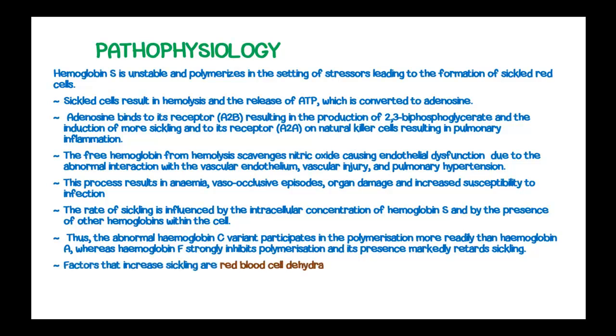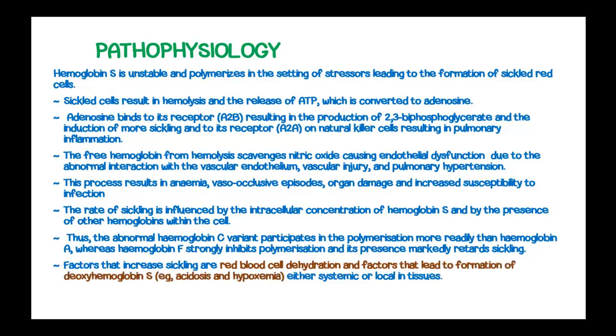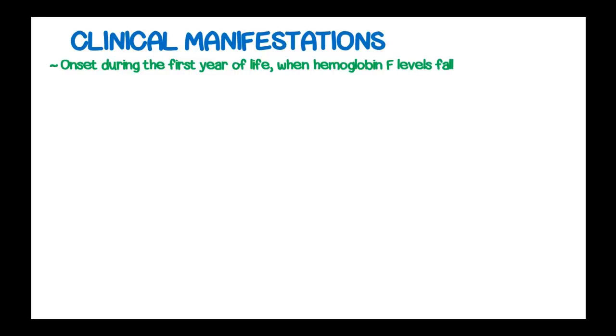Some factors that increase sickling include red blood cell dehydration and factors that lead to formation of deoxyhemoglobin S, such as acidosis and hypoxemia, either systemic or local in tissues. The distribution of the sickle cell gene normally parallels that of Plasmodium falciparum. The clinical features of sickle cell disease occur in the first year of life when the levels of hemoglobin F fall.